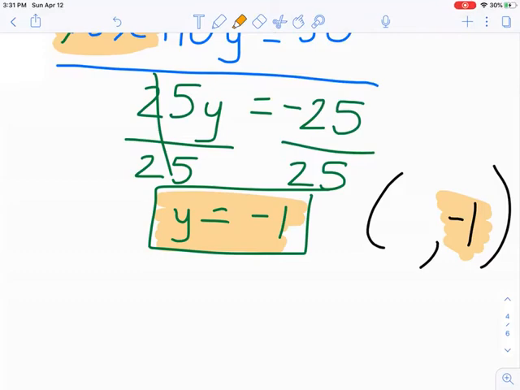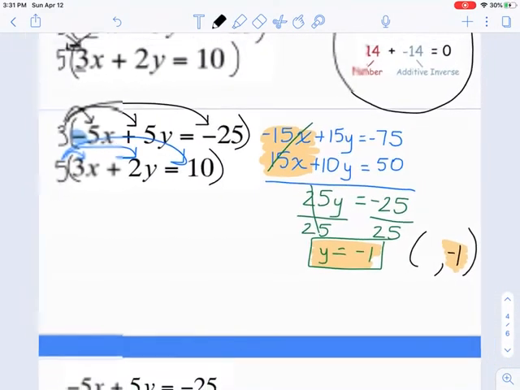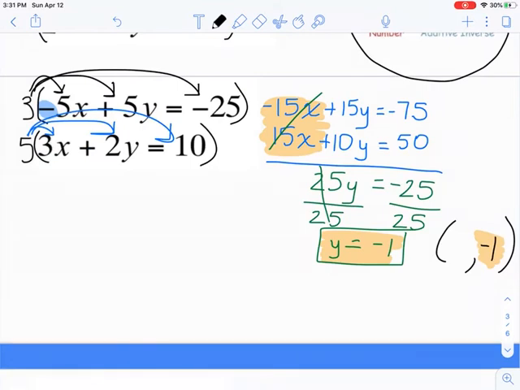Okay. Now, we need to find our x. So even in elimination, that second step is always going to be to substitute back into one of the originals. So we are going to choose the second equation. We're going to rewrite it: 3x plus 2y equals 10. We know our y is equal to negative 1.